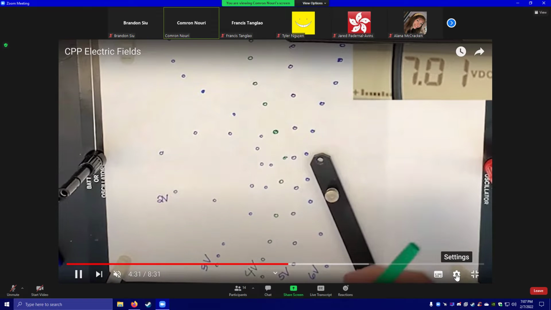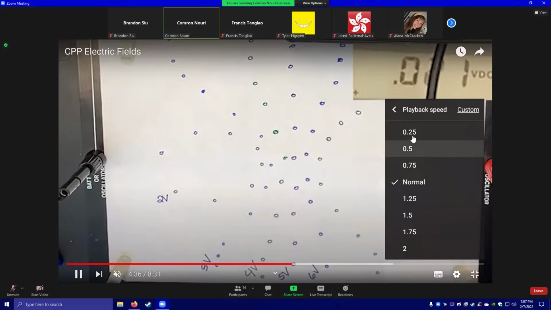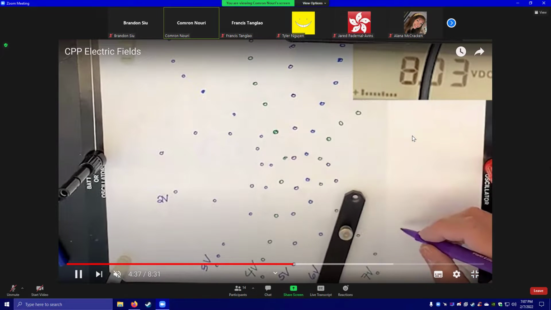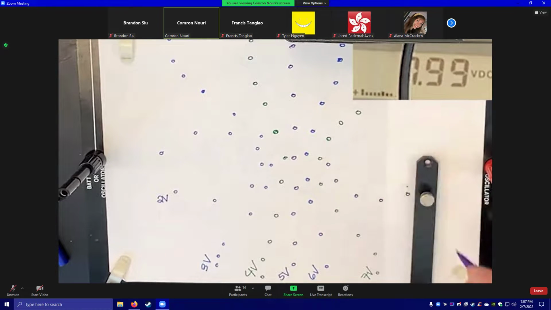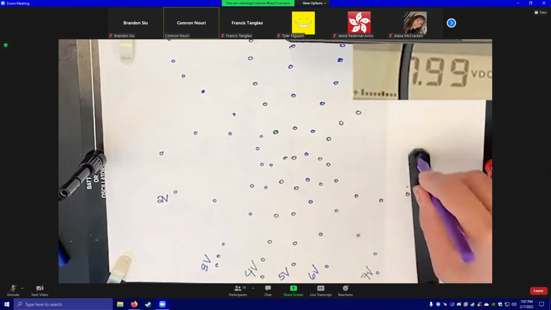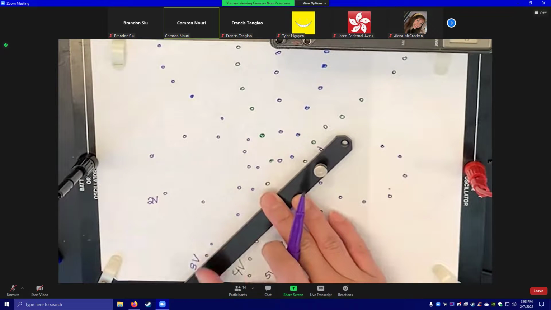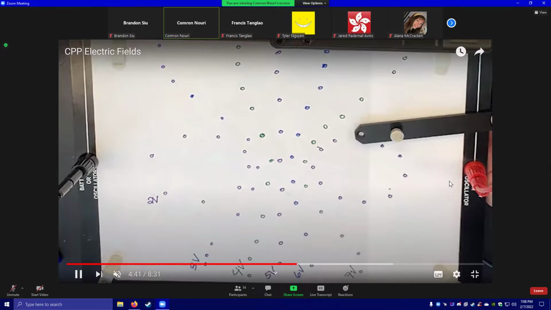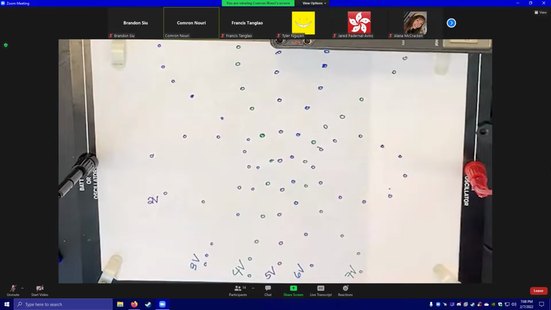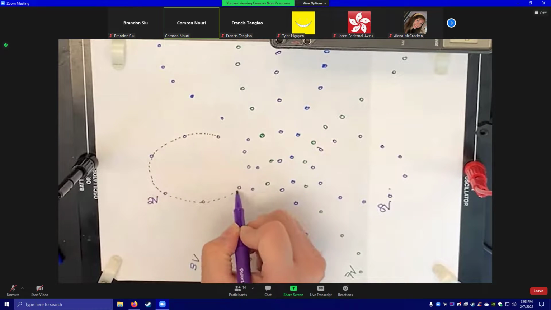If you want to see better what's going on, you can change the playback speed to 0.25 so you can see better. See, these are all 8 volt points she's trying to find now. And now, after finding enough points so that we see how it works, we connect the dots so you can see the equipotential lines.